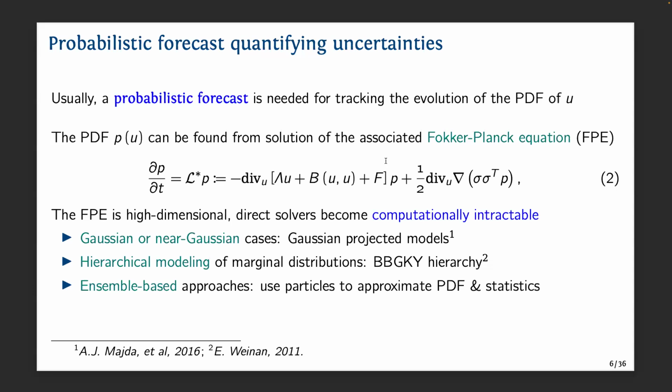And another approach is to consider each level of marginal distributions. So we can first have the first level marginal distribution, and it will be coupled with a second marginal distribution, and it can be coupled in this way due to the nonlinear coupling term, right? So it will lead to a hierarchical type of equations to solve together. So that's another way to solve that, and it can deal with non-Gaussian statistics, but the computational cost is still there.